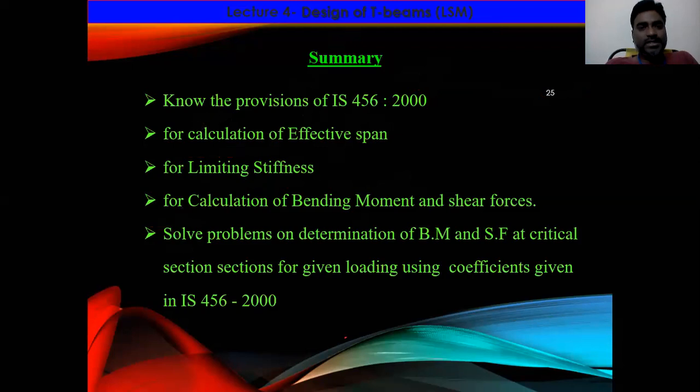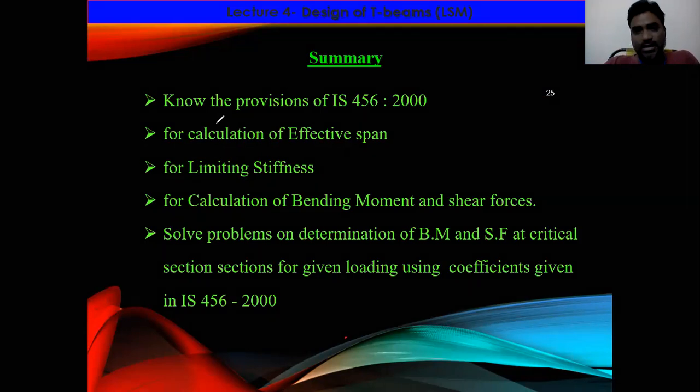Today we discussed the codal provisions. That means how to determine the effective span and limiting stiffness. So the effective span in continuous beams and slabs should be calculated based upon the width of the support. If the width of the support is less than or equal to 1/12 of the clear span, then you need to determine the effective span same as for a simply supported beam. That means center to center distance between supports, or clear span plus effective depth, whichever is lesser, right?